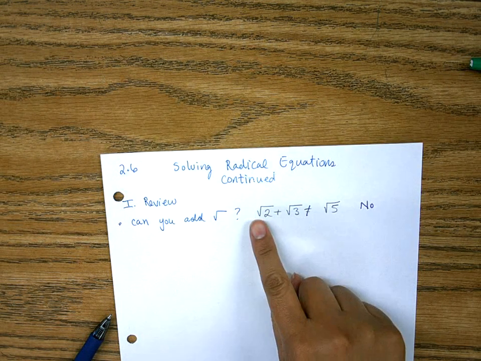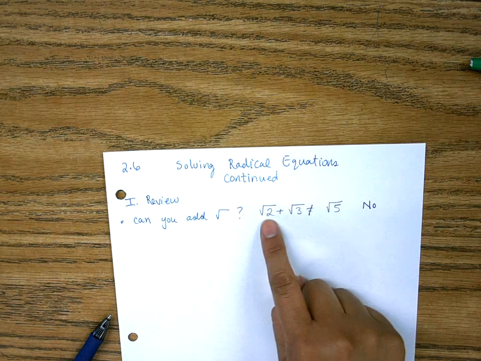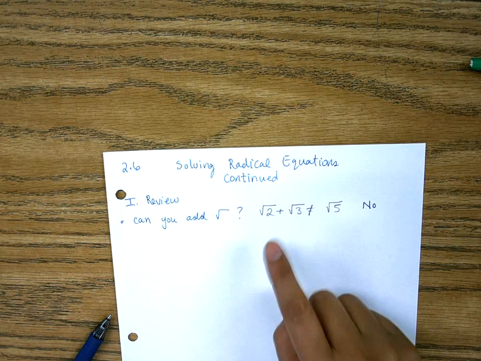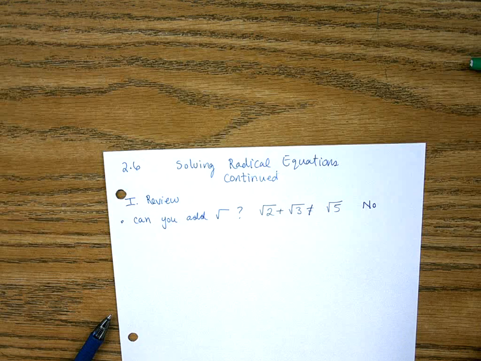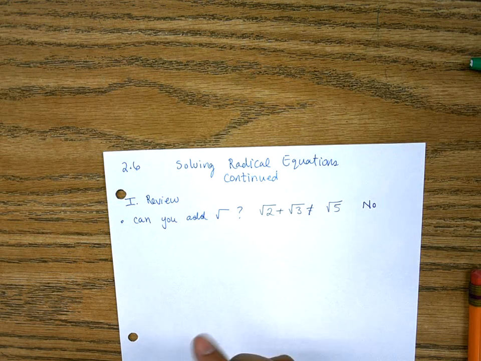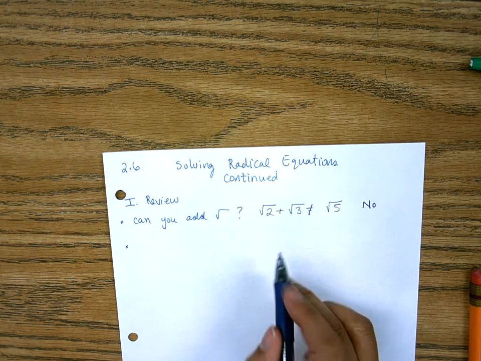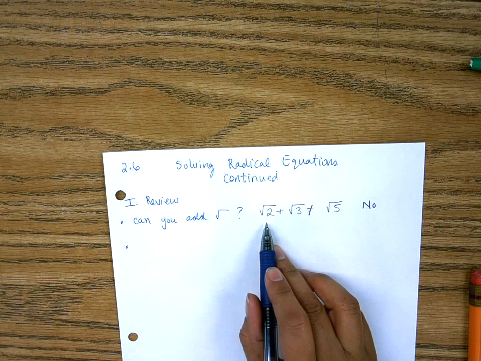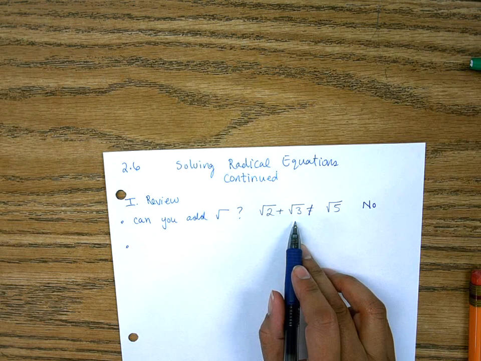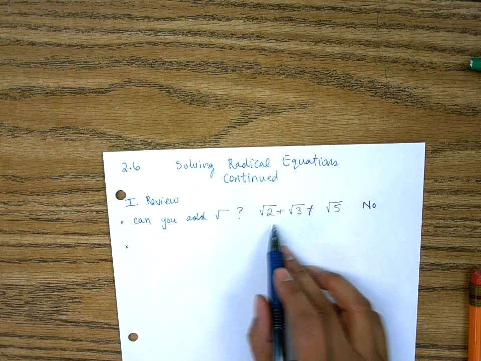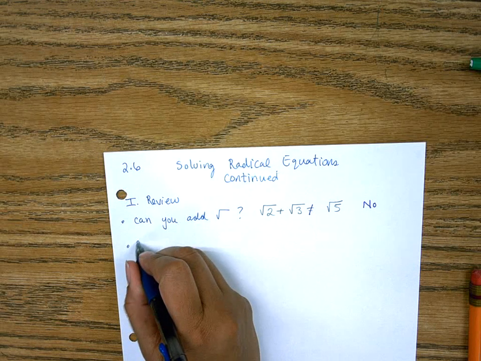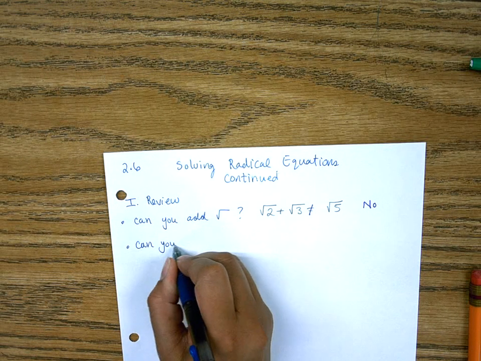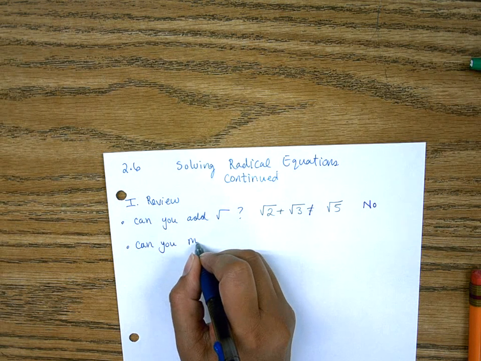That is a no. They do not equal each other. Even if they were both square roots, if the insides are not the same, you're not allowed to add them. And if it was like root 3 plus root 3, then that would be 2 root 3. You still would not add the numbers on the inside.